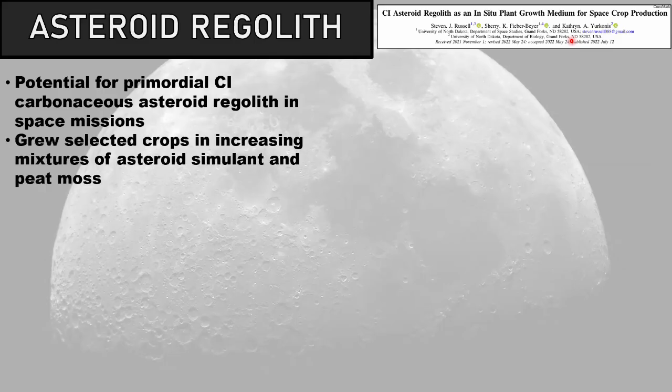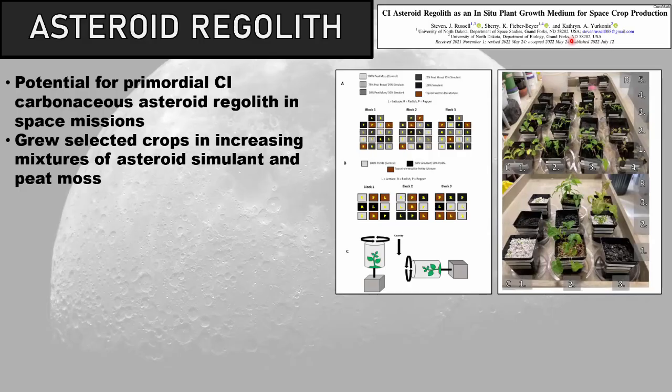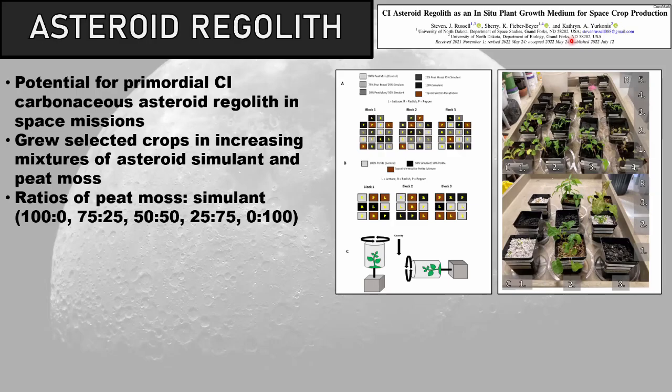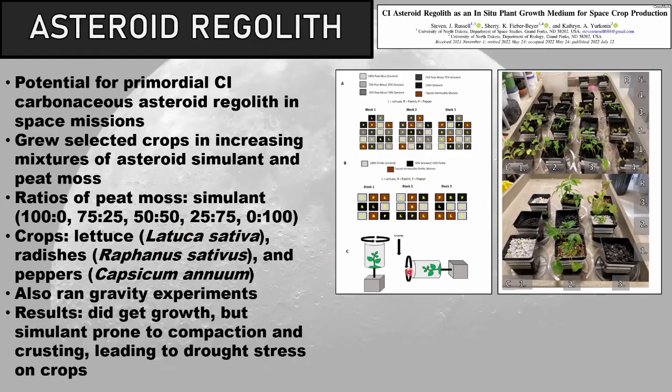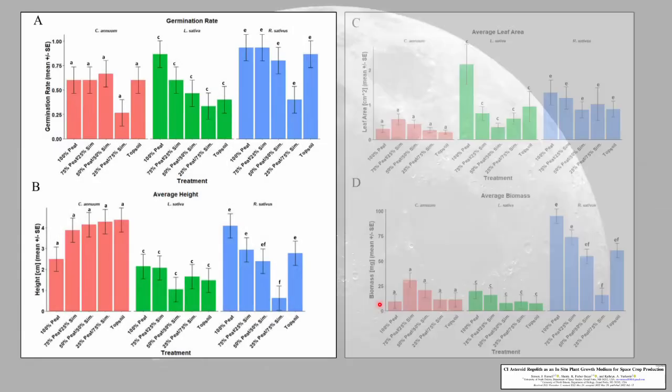And they actually grew selected crops in increasing mixtures of the simulant and peat moss. So peat moss is acidic, so it cuts out the alkaline nature of regolith. They did ratios of peat moss anywhere from 100% peat moss as sort of the positive control to 100% simulant, negative control, and different ratios. They even did 3 crops: lettuce, radishes, peppers. They also ran gravity experiments. And they did find growth with their plants, but the simulant was prone to compaction and crusting, leading to drought stress on crops. And here are the results.